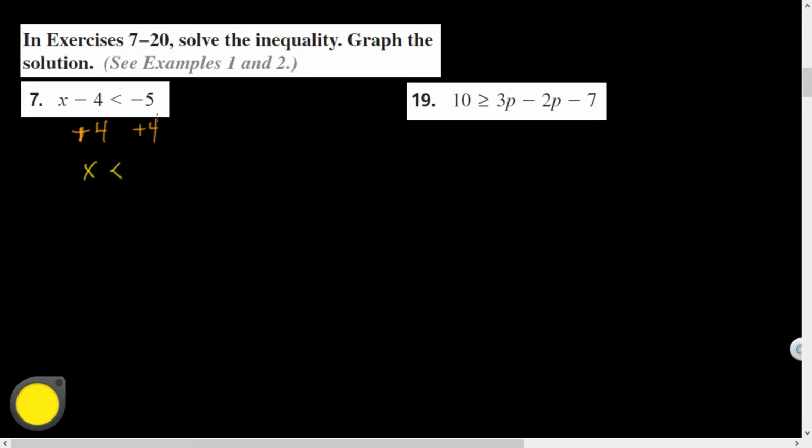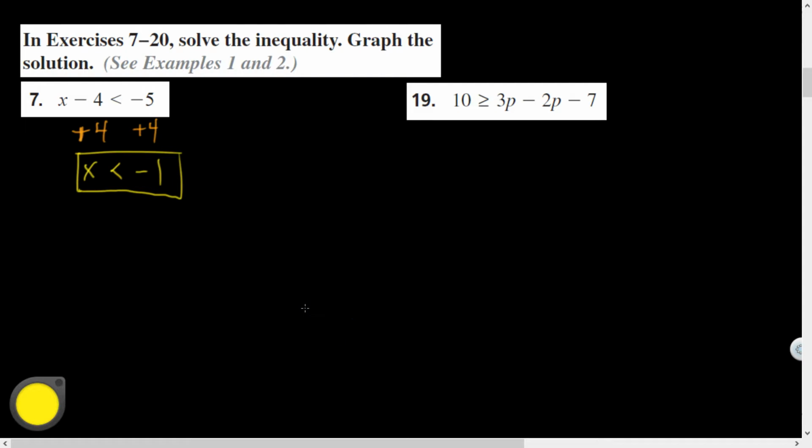Oh boy. Here we go, guys. The signs are different. When the signs are different, I subtract the numbers. So 5 minus 4 is 1. And I'm going to take the sign of the more influential one, which is 5. So 5 was negative, so 1 will be negative. So x is less than negative 1 is the solution.